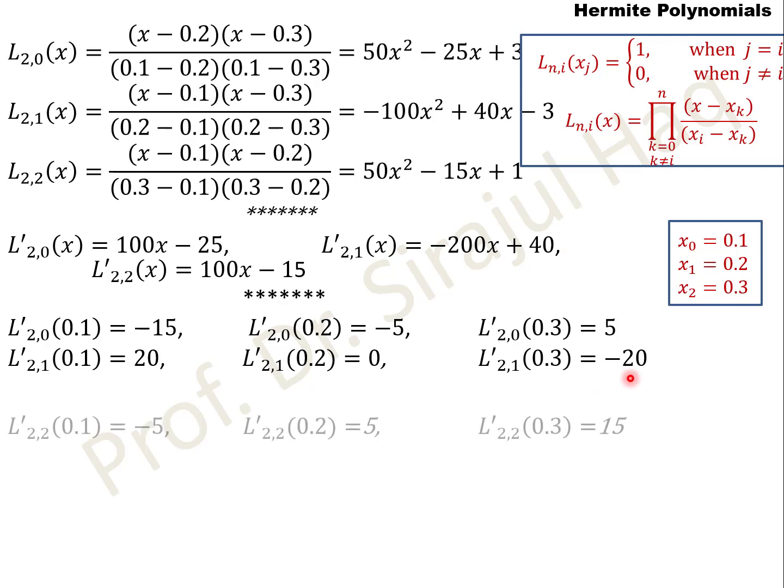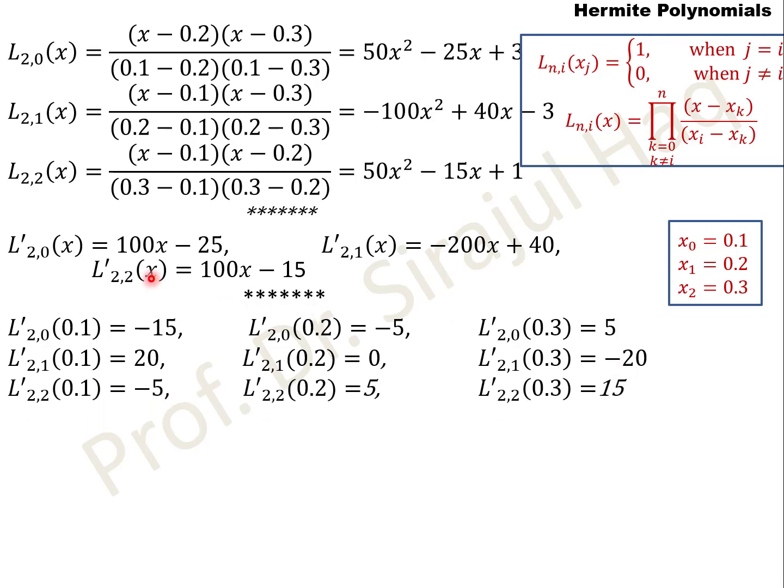Come to the last one. Replace x by x naught, which is 0.1, we are getting minus 5. Replace x by x1, which is 0.2, we are getting 5. Replace x by x2, which is 0.3, we are getting 15. So you can see that we calculated all these derivatives at all data points. So why? Because we need them in the construction of the polynomial.